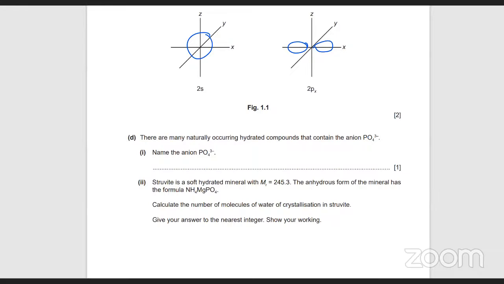The next part is: name the anion. That's a phosphate ion.